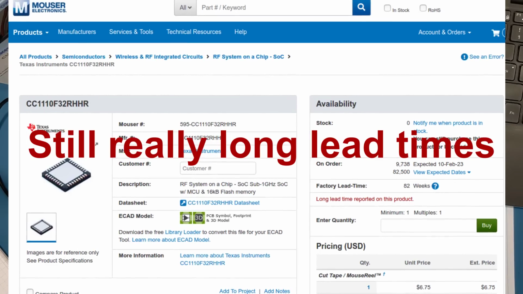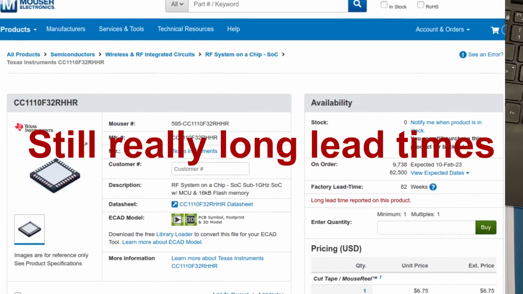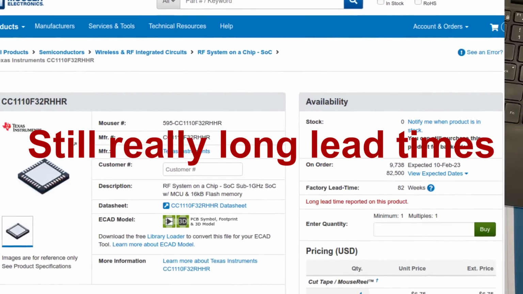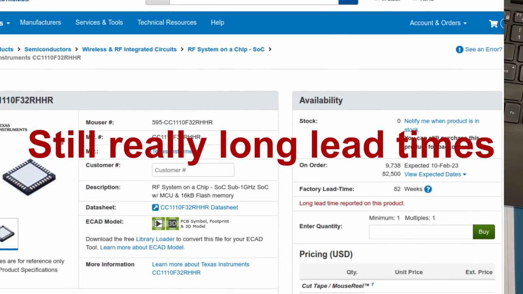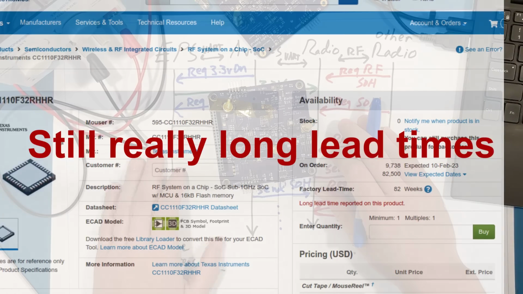DigiKey and Mouser both had really long lead times for this item, and I haven't checked again to see if the lead times have gone down. Maybe it's just some supply chain thing that was happening 6 to 8 months ago.